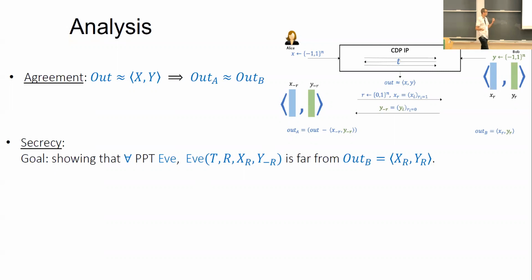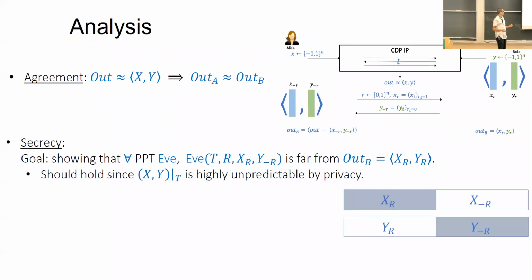So what is the intuition? Why should this hold? We entered some uniformly random x and y to the box, and conditioned on the transcript, those x and y still remain unpredictable, by the privacy property. You can show that each bit conditioned on the other bits should be highly unpredictable.